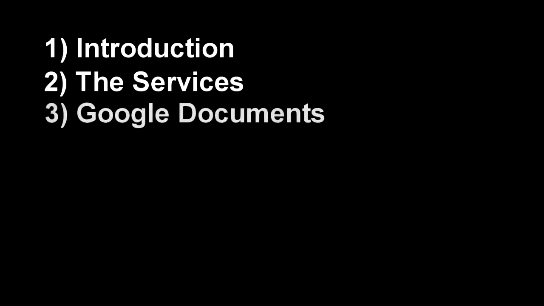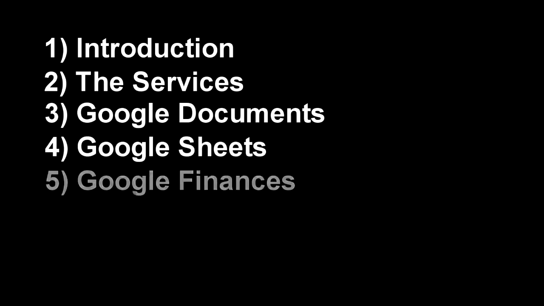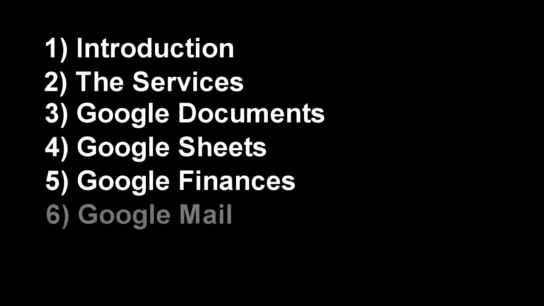In this video, I'm going to be going through 8 main points. The introduction is going to include some basic information about Google and their available services, as well as walk you through the registration process if you don't already have a Google account. Afterwards, I'll be doing a quick summarization of each of the main services that Google offers and their primary purposes for each. The 4 main points in this video are going to be simple walkthroughs of Google Documents, Google Sheets, Google Finances, and Google Mail.